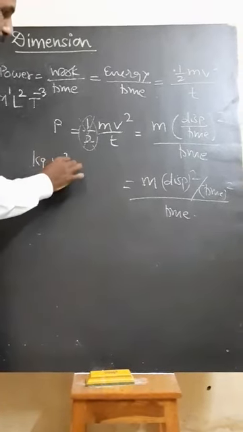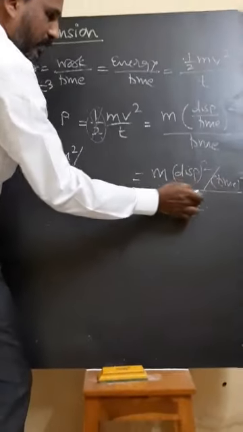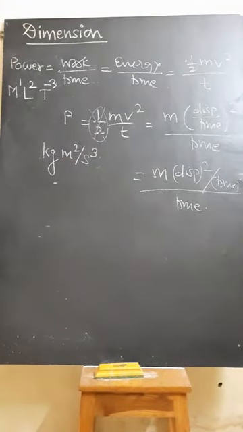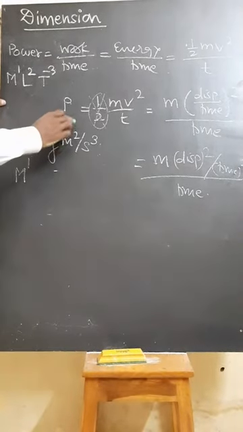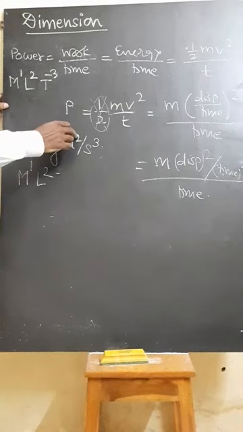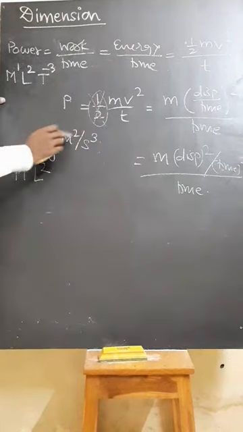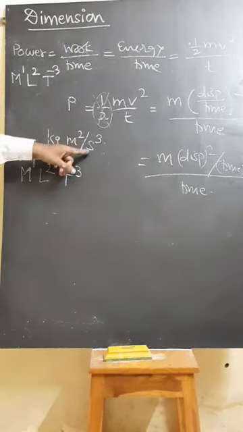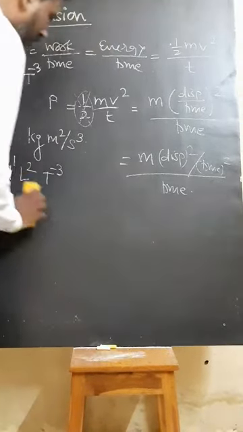Displacement meter square divided by time square, and this time when it comes in denominator it becomes a time cube, so it becomes a second cube. Now we write down kilogram is a unit of mass, M raised to 1. Meter square is a unit of length, so L raised to 2, because the power of meter is 2. And remember, dimensions are nothing but the powers. And T raised to -3, here -3 because second cube is in the denominator. In this way we can calculate the dimensions of power.